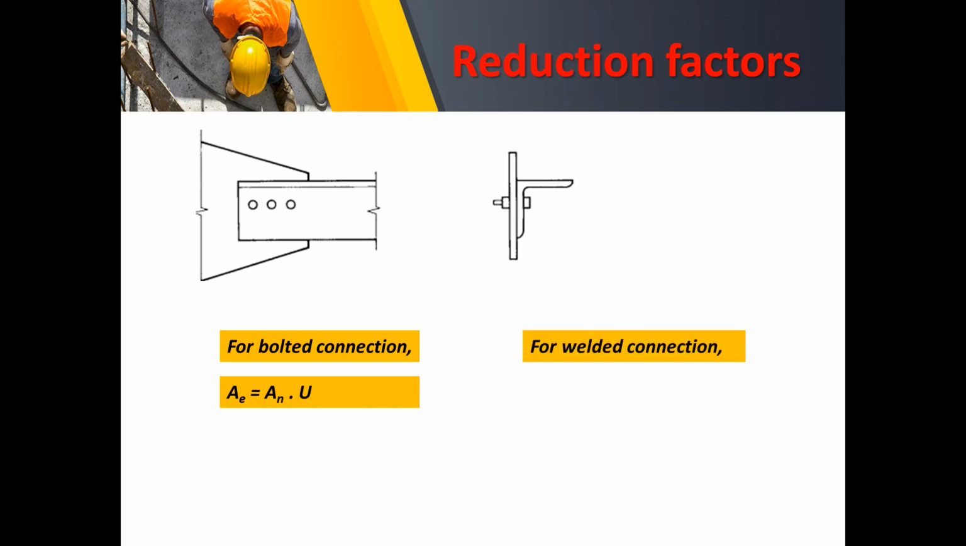While for a welded connection, instead of the net area, A sub n, we will refer to the gross area multiplied by this reduction factor. In the welded connection, we do not actually have a hole in it; it is just welded on the edges of the connected member.